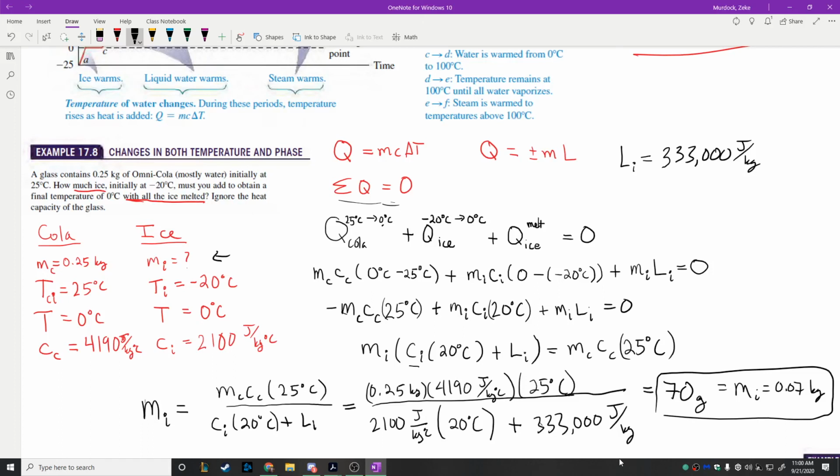These problems are just a whole bunch of algebra along with an understanding of what these things represent. And you've got to think about phase changes as well and what effect that has. Okay, do y'all have any questions? Does this roughly make some kind of sense?